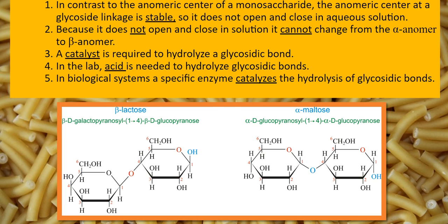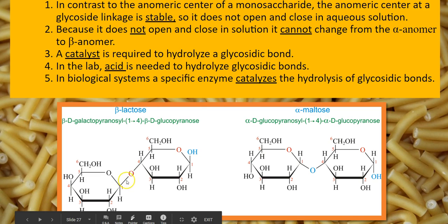But that's not so with the disaccharides. They're stable. They don't open and close, they're closed in solution, so they cannot change from alpha to beta anomers. So once they are beta here, where the oxygen is pointing up from the anomeric carbon, or in the alpha it's pointing down, they stay there.